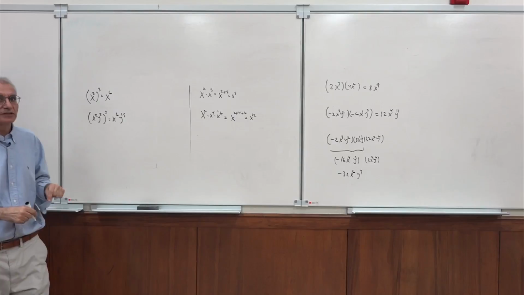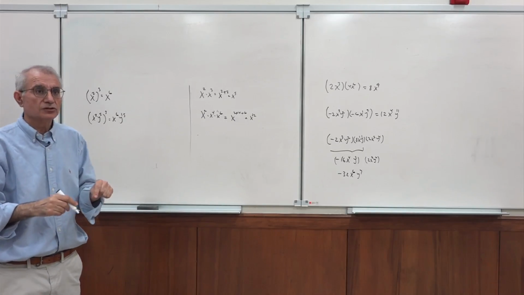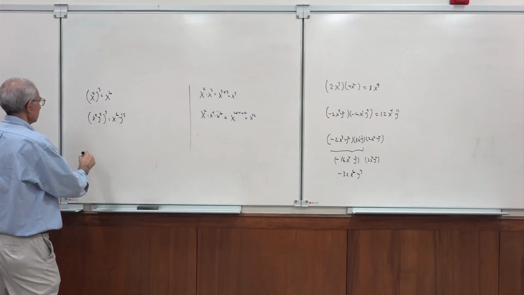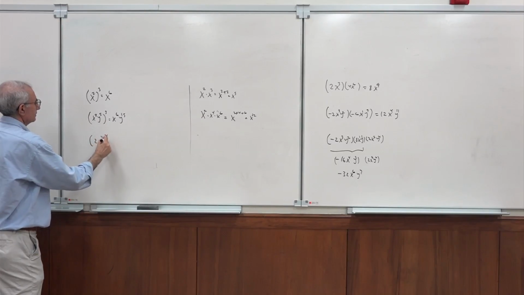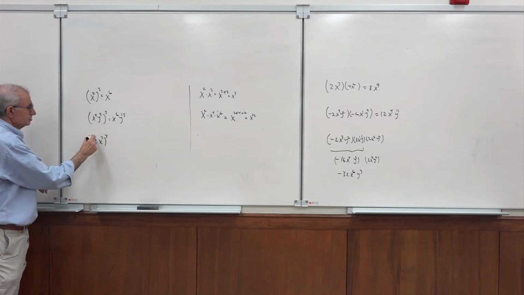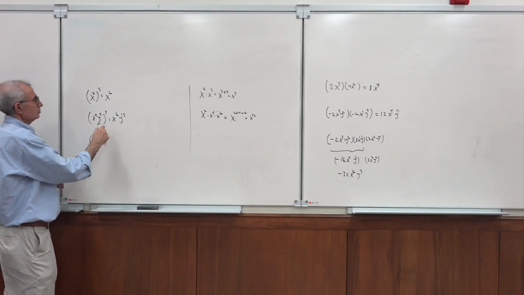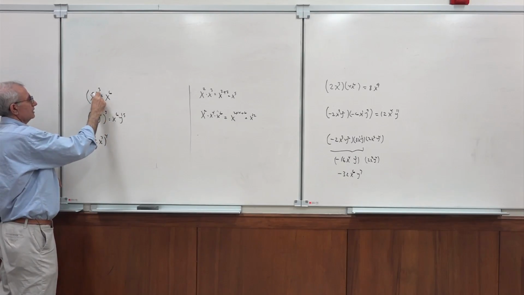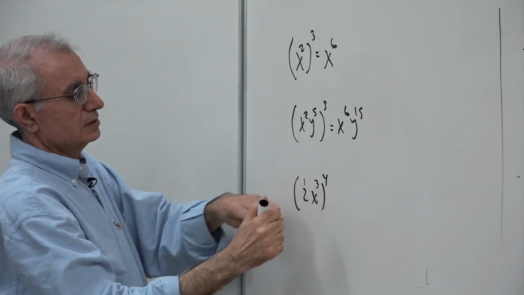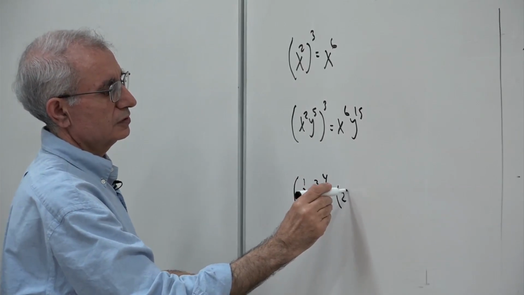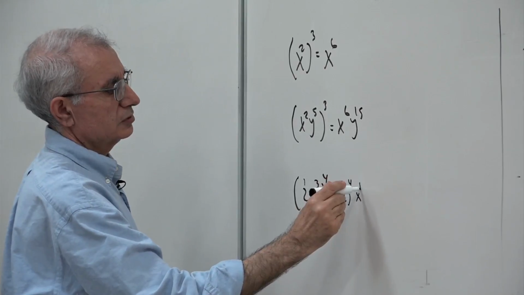And if I happen to have a number in front, I do the same thing to the number. So let's say I have 2x to the cube, to the power of 4. Remember, there's an understood 1 here. So notice the rule. When you have an exponent inside and an exponent outside, you multiply the exponents. So that's 2 to the 1 times 4, so that becomes 2 to the 4th, x to the 12.